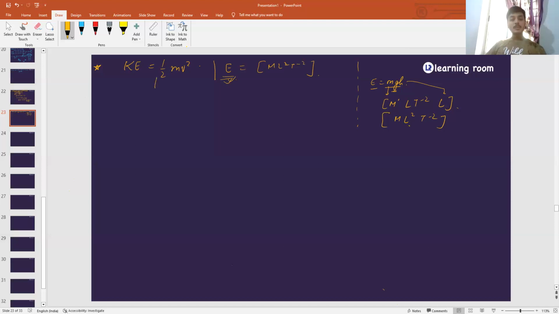Now check what is the dimension of this quantity. Put the values, it is easy. And be quick. Since you are targeting competition, you have to be quick. Solving the answer is not enough. You have to solve the answer within time.